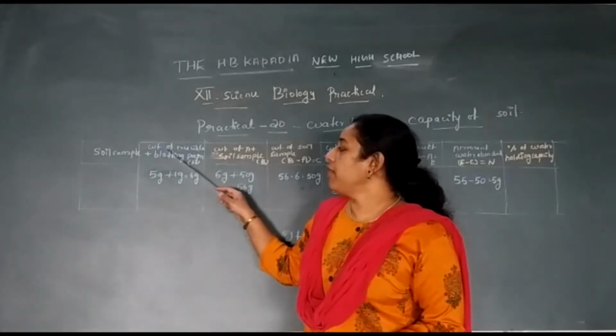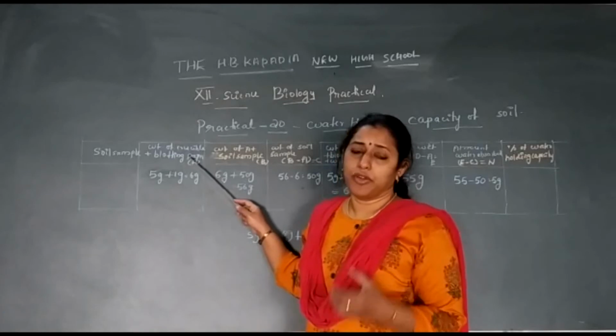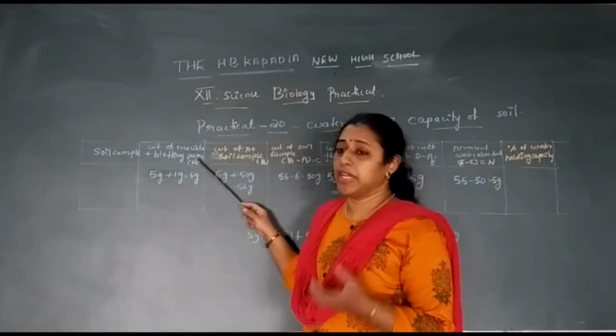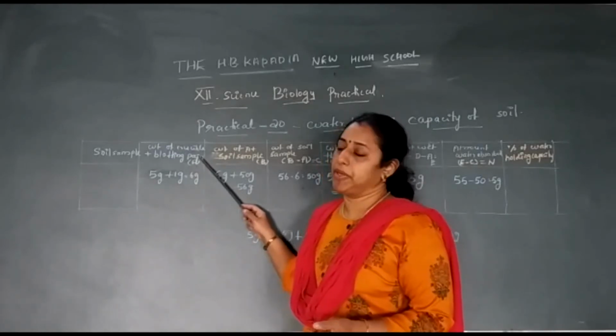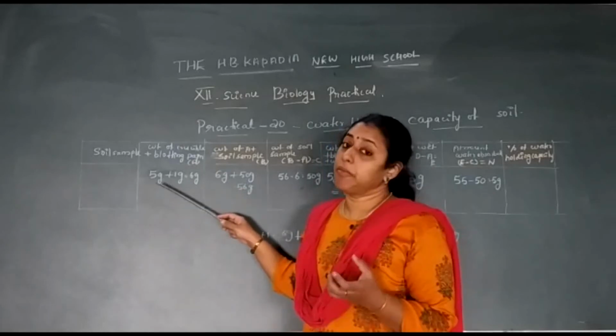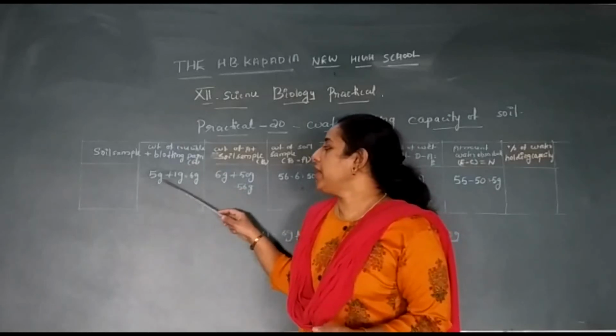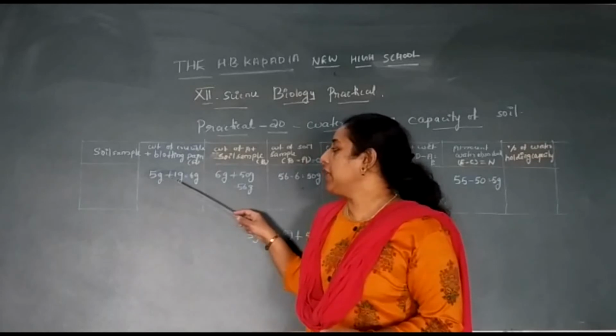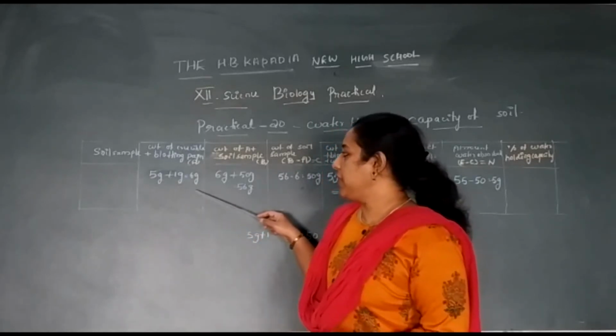In the first column, weight of the crucible. Whatever crucible you are taking, you have to weigh it, and the blotting paper. I have taken a beaker here. Its weight is 5 gram and the blotting paper's weight is 1 gram. So in total we have 6 grams.